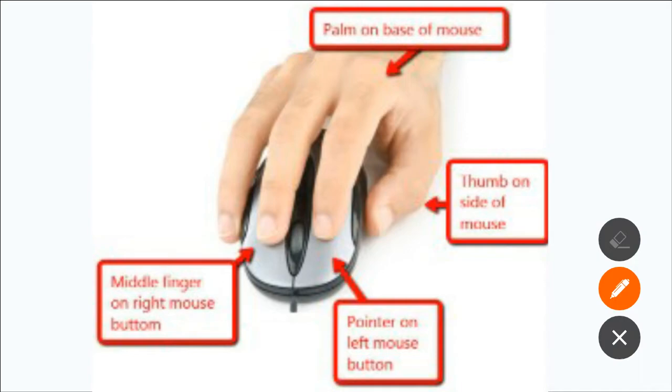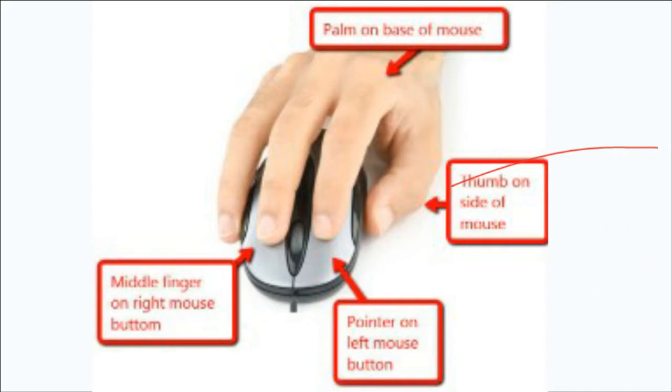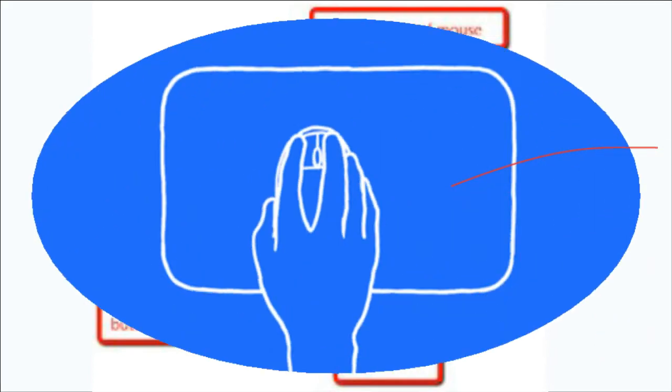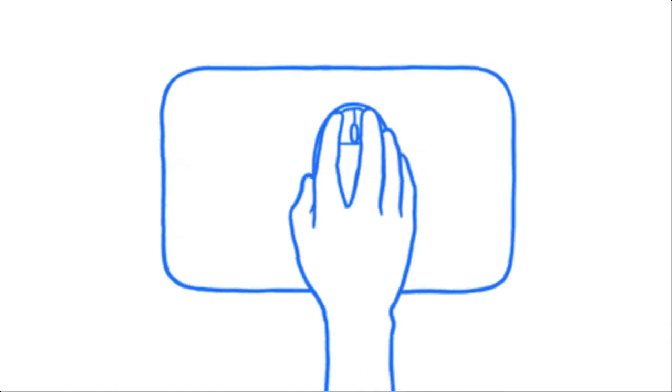Place your palm on the body of the mouse. Place your index finger on the left mouse button and place the middle finger this way. You can move the mouse very easily on mouse pad.